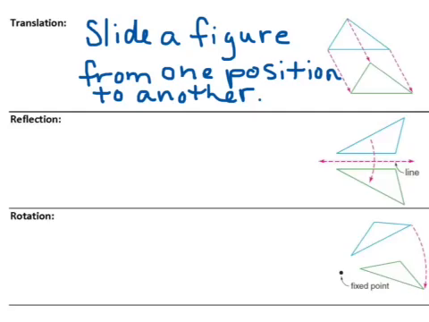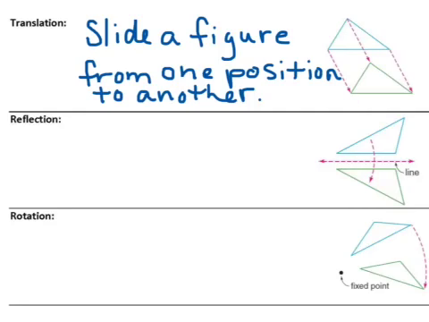Let's copy down this formal definition of a translation and then look at our diagram to make sense of what this says. Again, a translation is a slide of a figure from one position to another. So this mapping that we see here with these dotted red lines show you first the triangle and then its location.